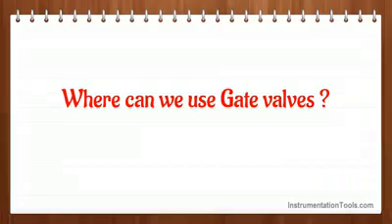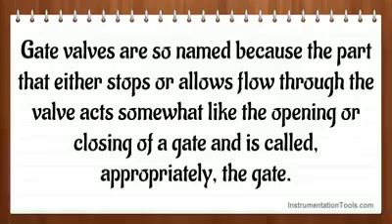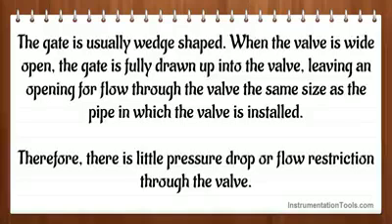Where can we use gate valves? Gate valves are used when a straight line flow of fluid and minimum restriction is desired. Gate valves are so named because the part that either stops or allows flow through the valve acts somewhat like the opening or closing of a gate and is called, appropriately, the gate. The gate is usually wedge-shaped. When the valve is wide open, the gate is fully drawn up into the valve, leaving an opening for flow through the valve the same size as the pipe in which the valve is installed. Therefore, there is little pressure drop or flow restriction through the valve.